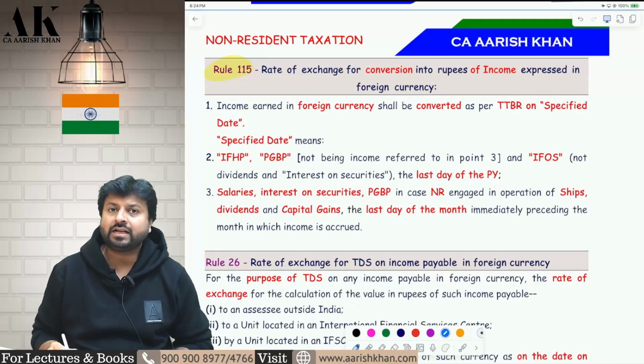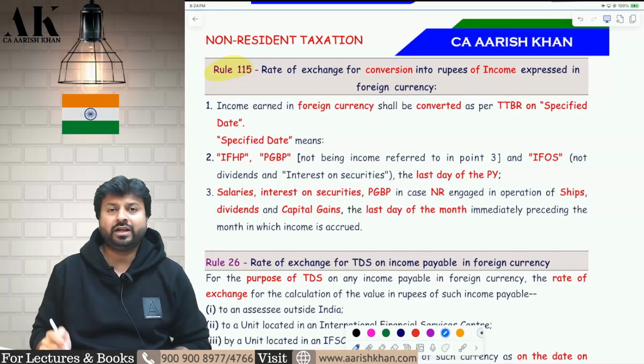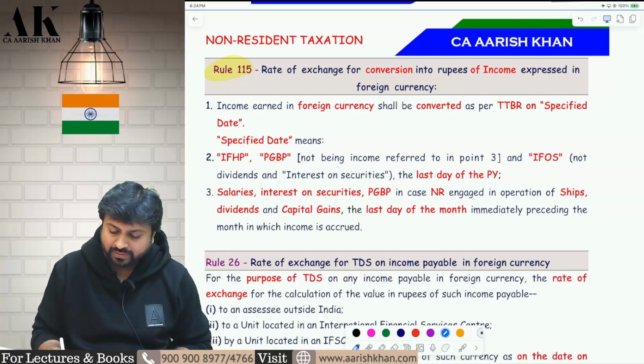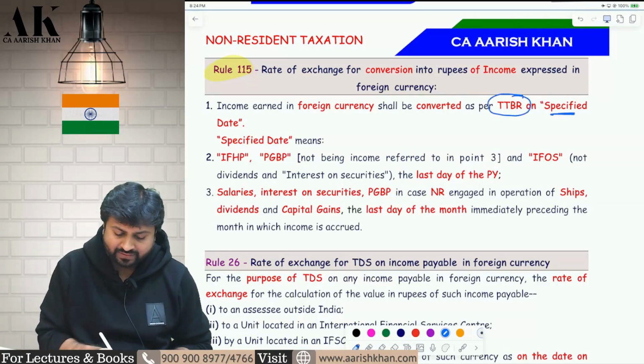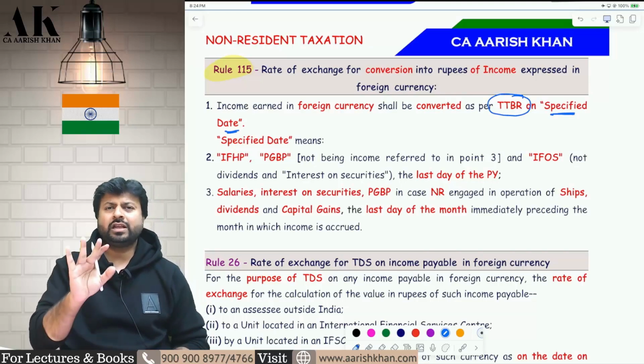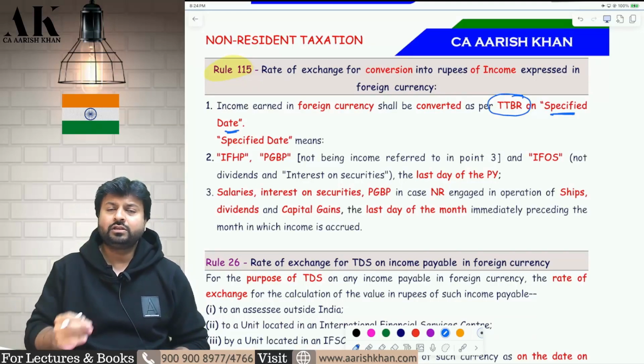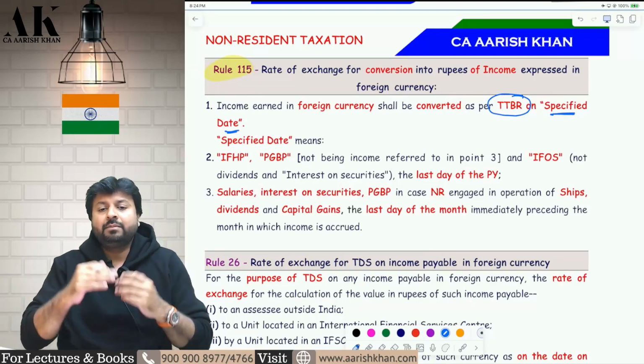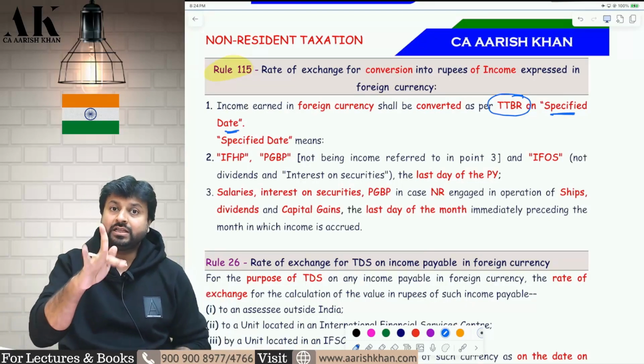So how will we convert? We will convert the income today, and tax we will talk about later when we discuss the provisions of DTAA. So you will convert your income into Indian rupees as per the TTBR on the specified date. So what is the specified date? The rate is very clear. It has to be TTBR. You will convert as per TTBR only. The rate is very clear. But on which date? That depends upon the nature of income.